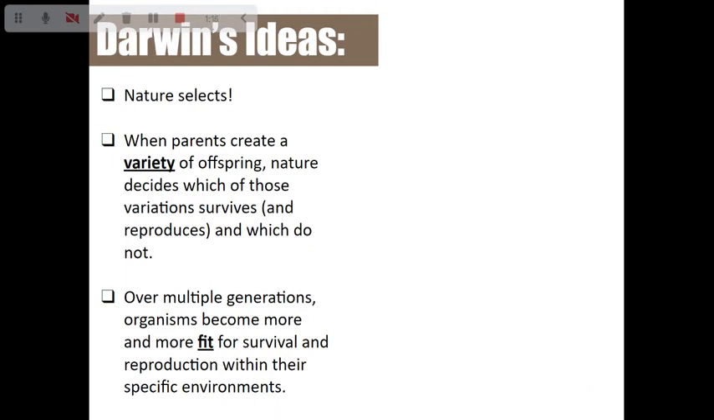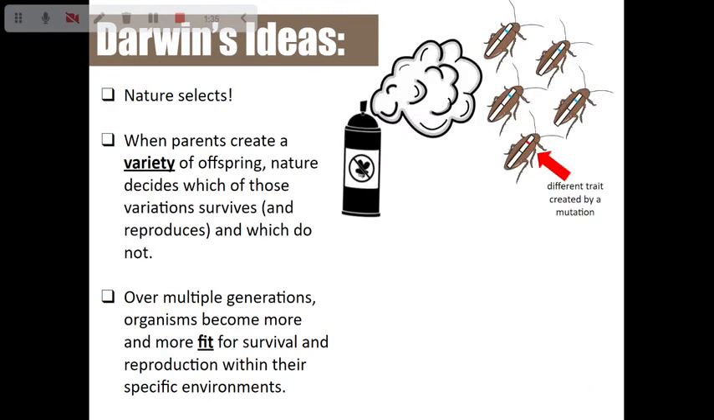When parents create a variety of offspring, nature decides which of those variations survives and reproduces and which do not. So, over multiple generations, organisms become more and more fit for survival and reproduction within their specific environments.